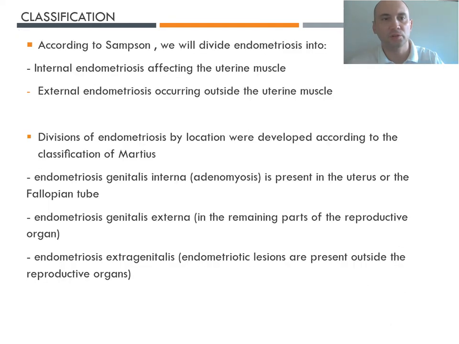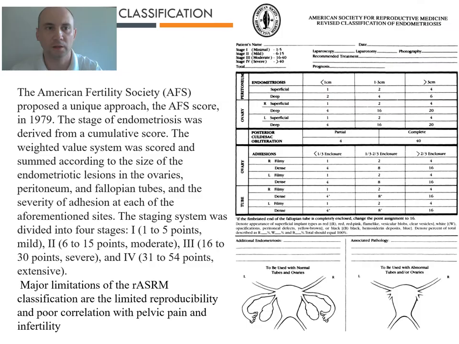Classification. According to Sampson, endometriosis is divided into internal endometriosis affecting the uterine muscle and external endometriosis occurring outside of the uterine muscle. Divisions of endometriosis by location were developed according to the classification of Martius. Endometriosis genitalis interna, adenomyosis, is present in the uterus or the fallopian tube. Endometriosis genitalis externa is in the remaining parts of the reproductive organs. In endometriosis extragenitalis, endometriotic lesions are present outside the reproductive organs.